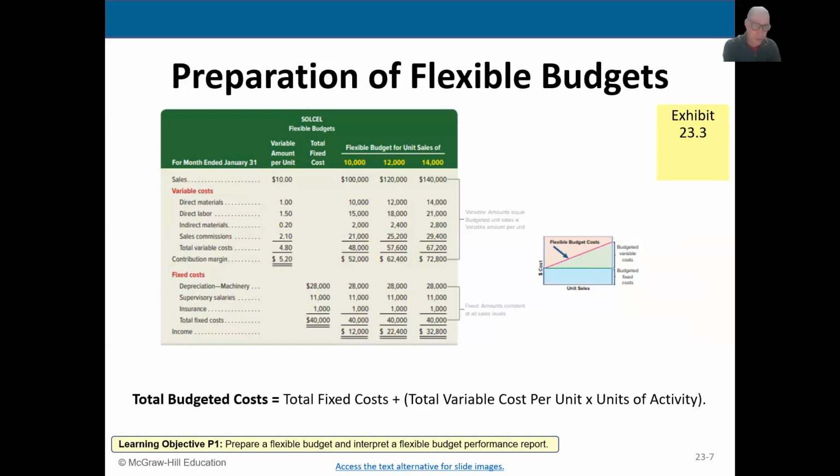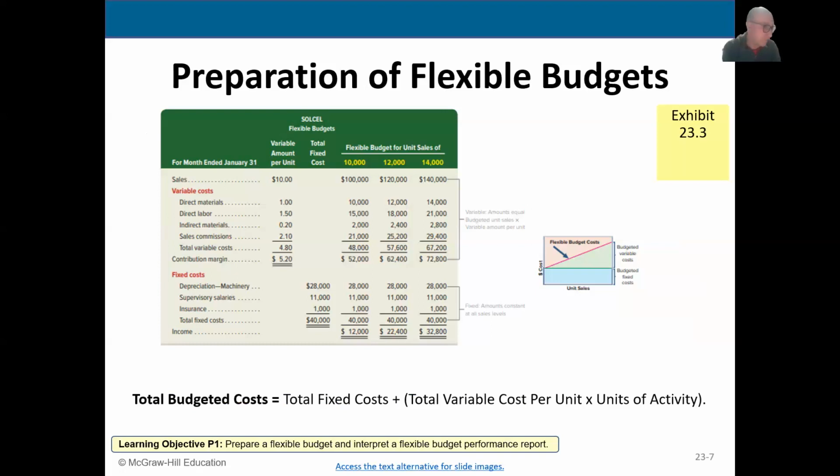If I produce and sell 14,000 units, that's $140,000 in potential sales revenue. Why? Because we sell them at $10 a piece. That would also mean my total variable cost will be $67,200, which means my contribution margin could be as great as $72,800. That's awesome, right? That's a lot better than $52,000 if I produce and sell 10,000.